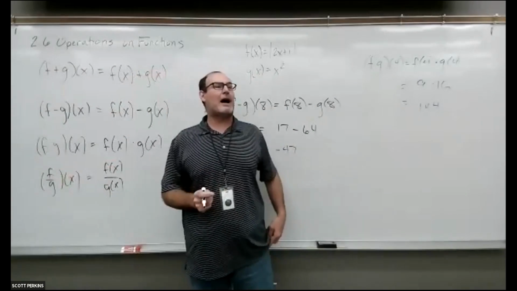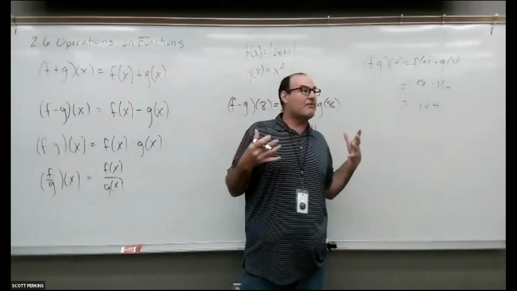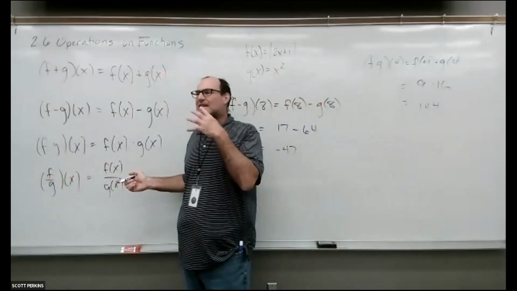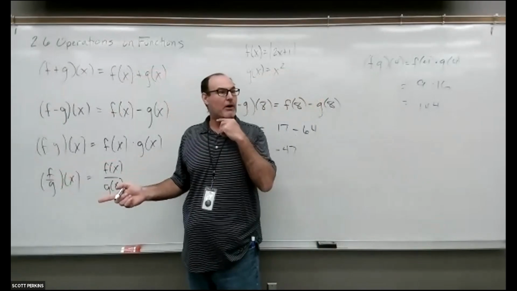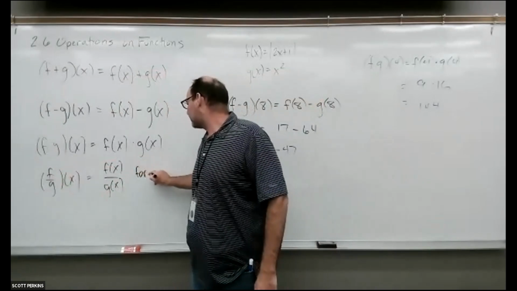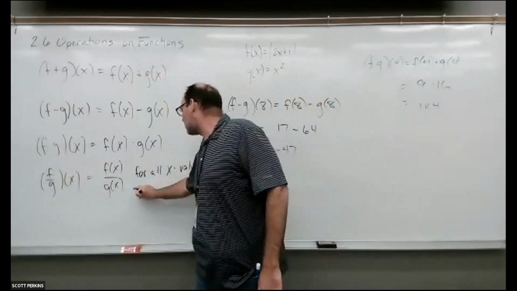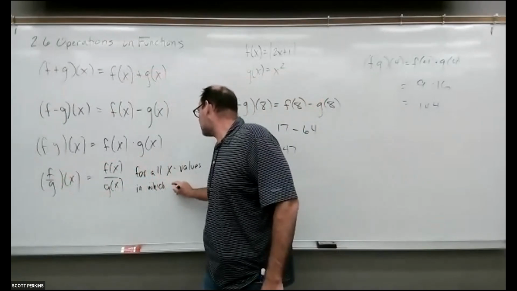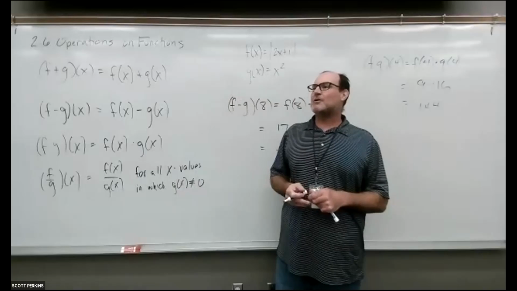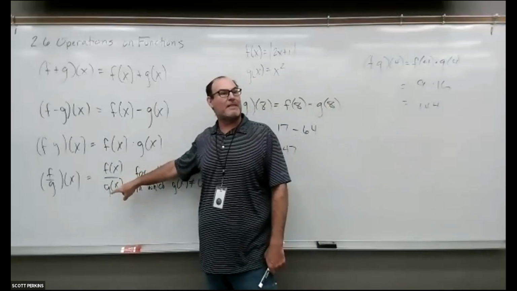But there is one caveat on this one that is not present in the others. We always want to be conscious of our domain. And when we divide things, and we're going to talk about this in more detail, I think in the 4th unit of this class when we talk about rational functions. But for now, just remember that this is true for all x values in which g of x is not 0. And that's just a complicated way to say that you avoid the x values that are going to make a denominator, are going to make an output that's 0.